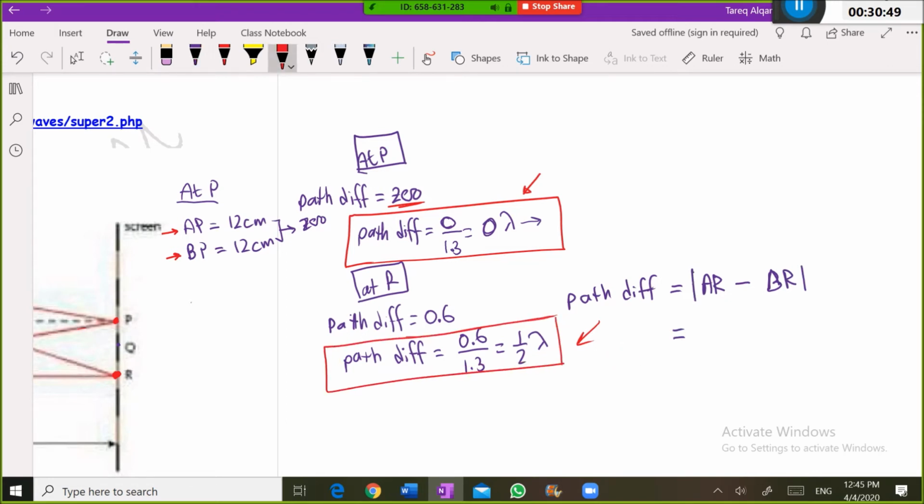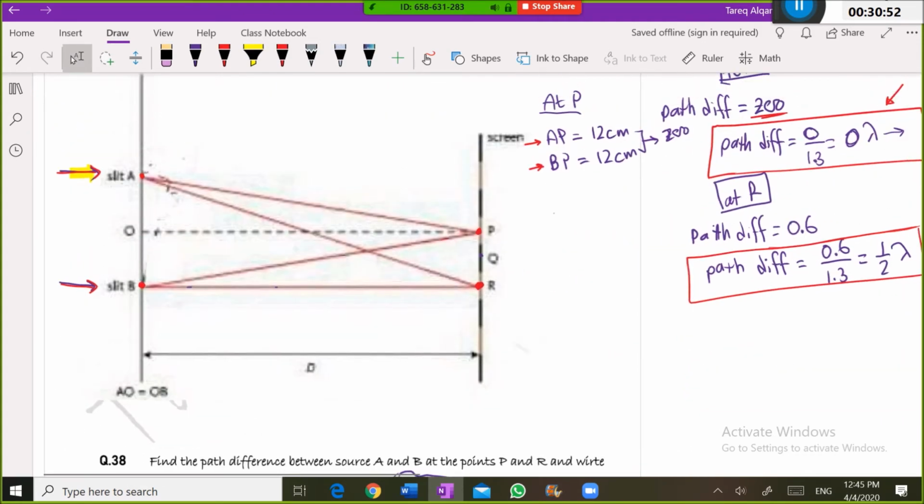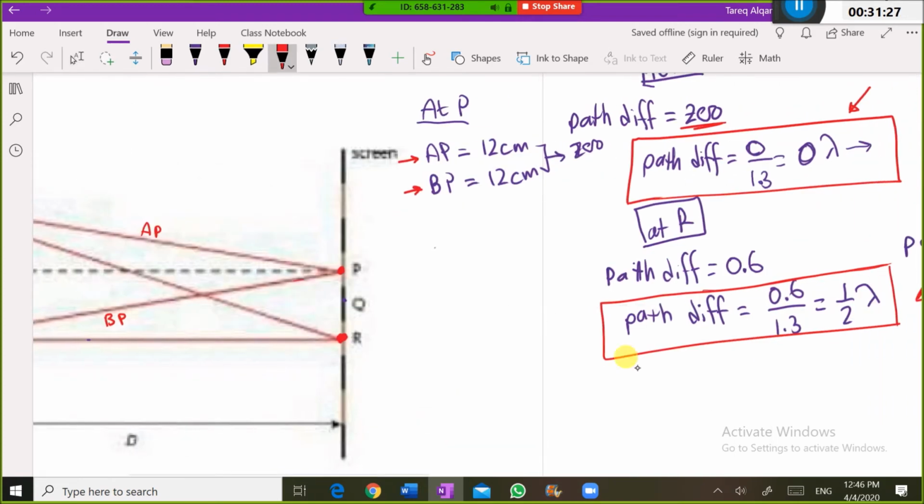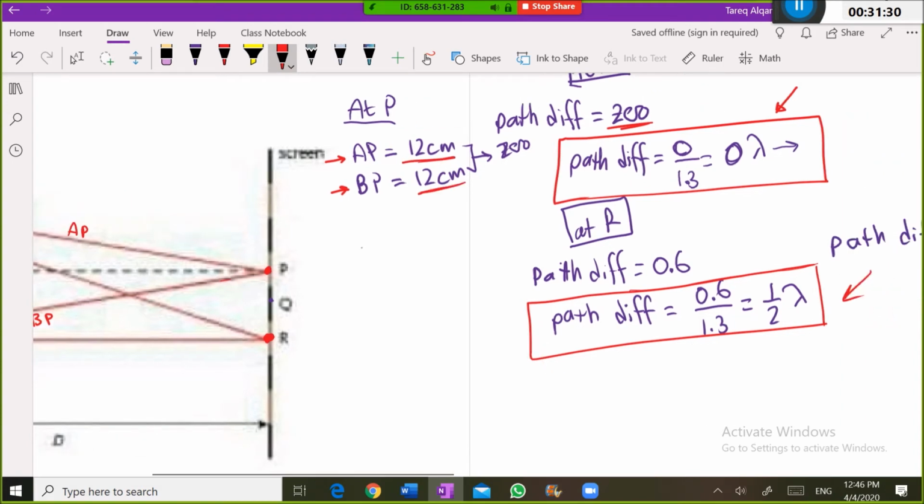Guys, it's easy, there is nothing to it. It's just the concept of where we have to measure the path difference. I have source A giving me waves and source B giving me waves. These waves propagate until they reach P, until they reach what? R. This path is AP, right? And this path is what? BP. Okay? I found the difference between them. I measured it, this is 12 and this is 12, so the path difference will be how much? 0.